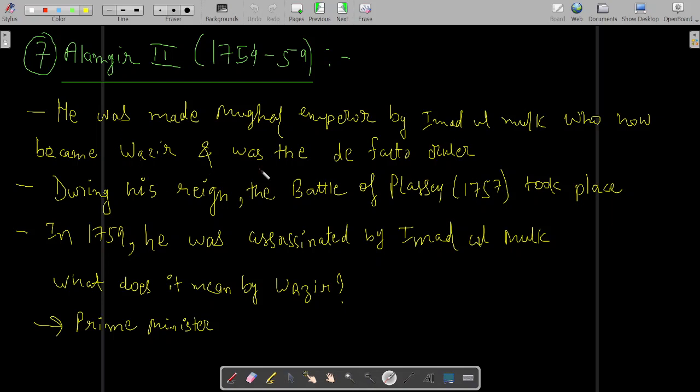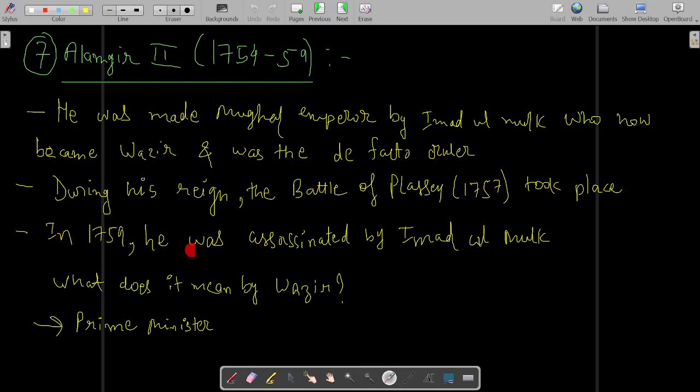During his reign, the Battle of Plassey, 1757. Battle of Plassey happened during Alamgir II, who was the seventh later Mughal king. During the reign of Alamgir II, who ruled from 1754 to 1759, the Battle of Plassey took place in 1757.